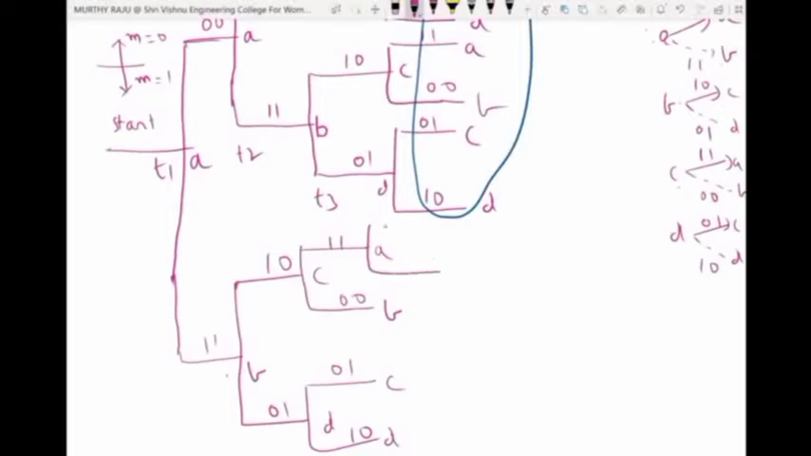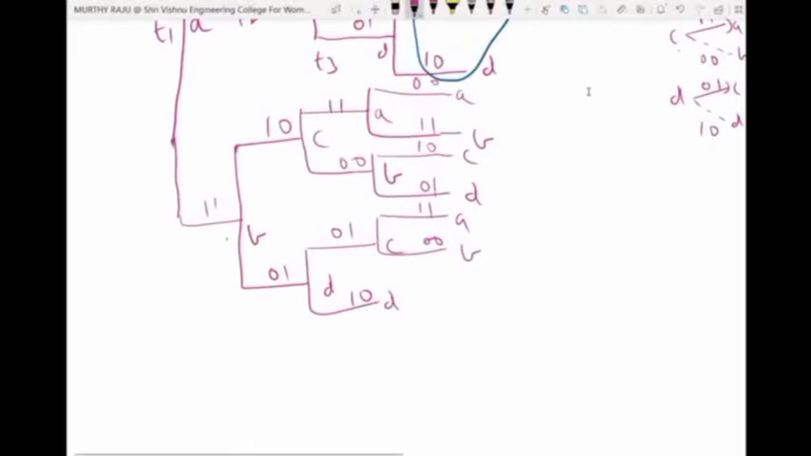Here A to A, A to B: 0 0 1 1. B to C and B to D. B to C is 1 0. B to D is 0 1. C to A, C to B: 1 1 0 0. D to C and D to D: 0 1 1 0.